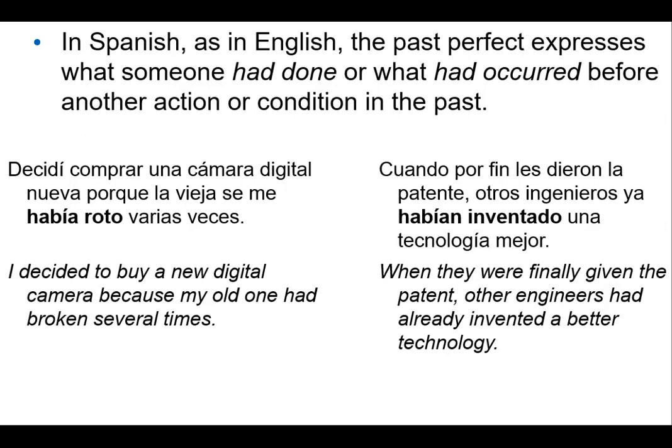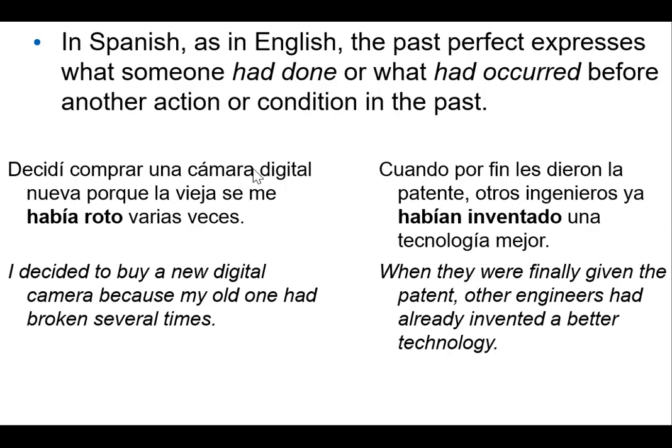Whereas with the pluscuamperfecto, our point of reference is already in the past. So whatever we did, whatever we have done, actually happened before an event in the past. Our point of reference is now in the past, and whenever we use the past perfect, it's something that happened even before that point. So let's look at some examples.